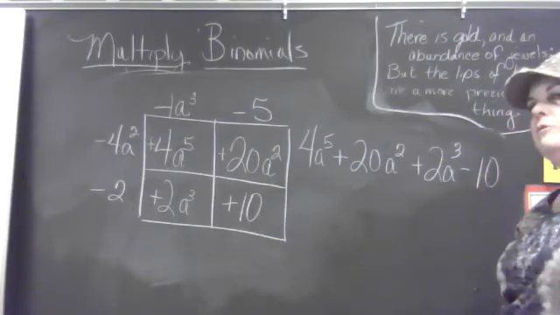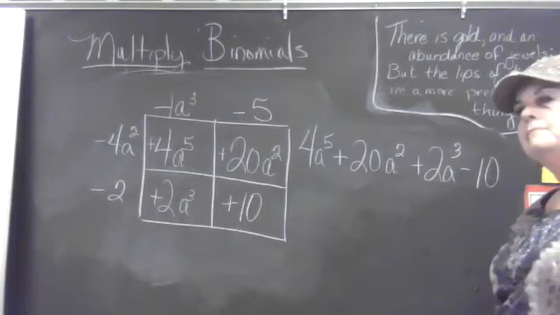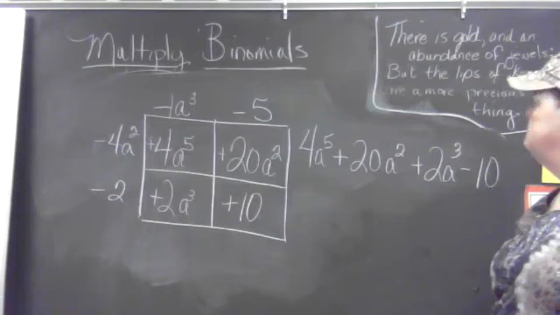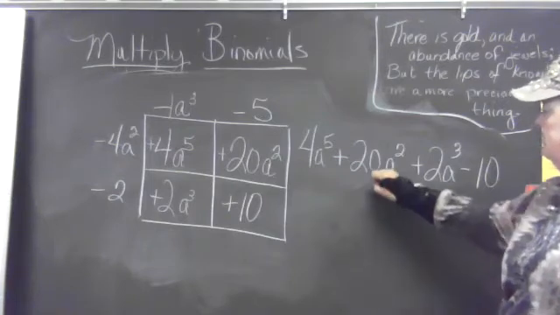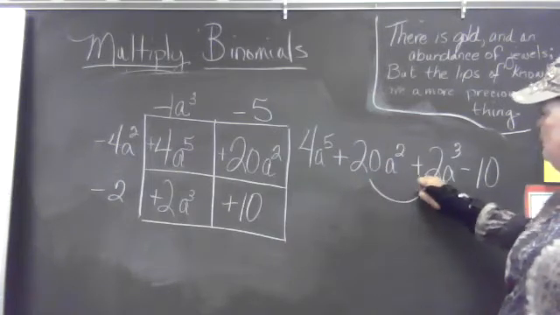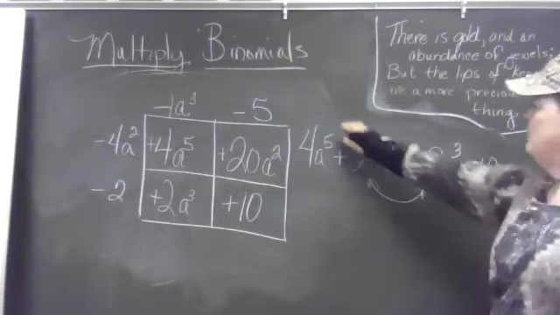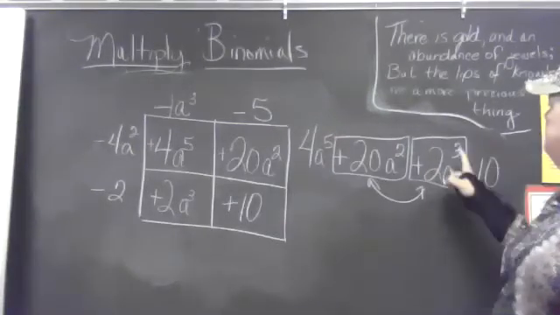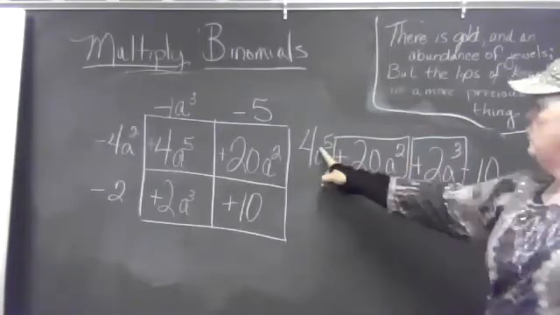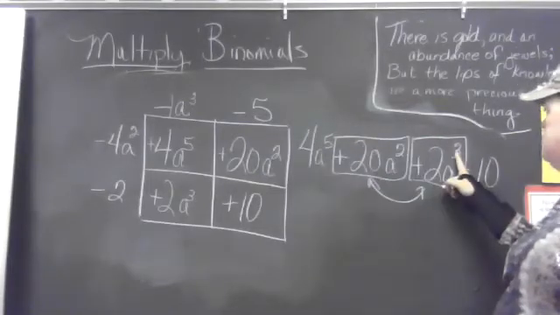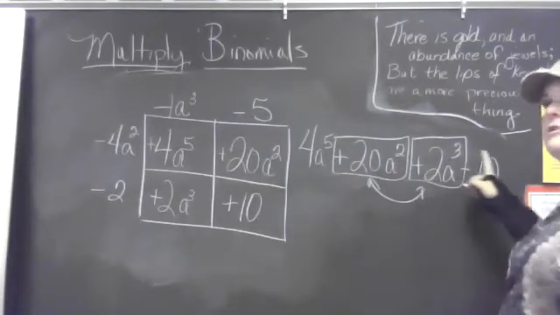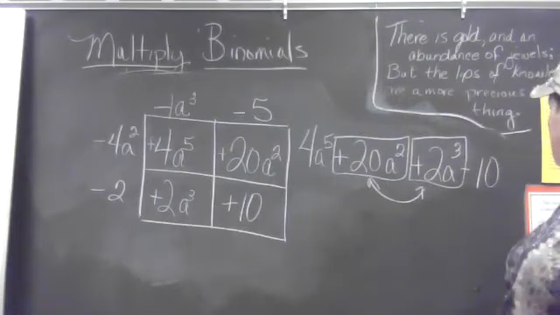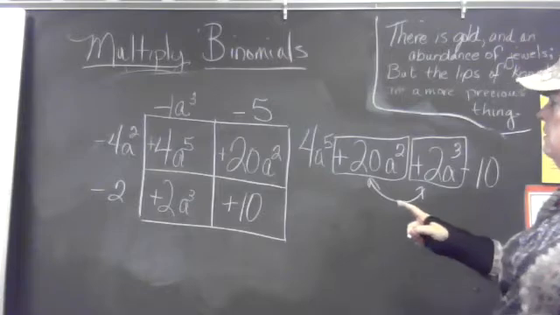Okay, is this in standard form? No. What happened? The 2a to the third should be in front of the 20. These need to switch places, right? Yes. You are correct. So you switch places because of the exponents. We need to go largest exponent, next largest exponent, next largest. Constants always go at the end. Why is that a negative 10? Oh, it's a positive. It is.